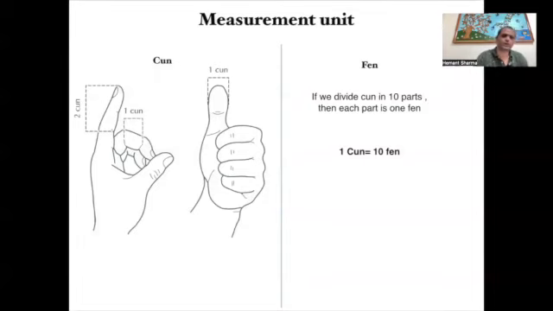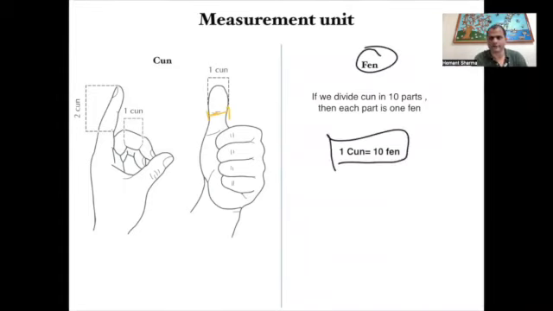Then we know the meaning of one cun. The meaning of one cun is the width of the thumb, and we divide it into 10 parts. So a single part is called one fen, which means one cun is equal to 10 fen.